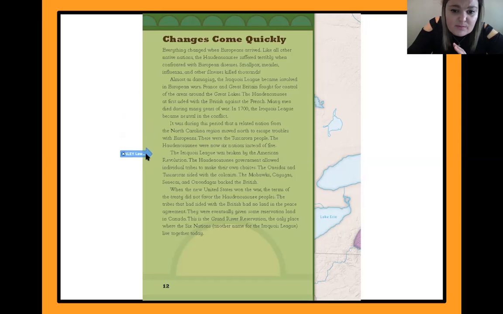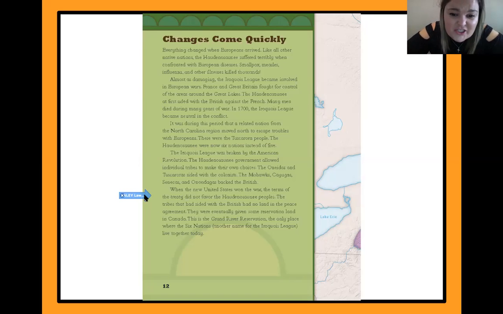The Iroquois League was broken by the American Revolution. The Haudenosaunee government allowed the individual tribes to make their own choices. The Oneidas and Tuscaroras sided with the colonists. The Mohawk, Cayugas, Senecas, and Onondagas backed the British, so they split up. When the new United States won the war, the terms of the treaties did not favor the Haudenosaunee people. The tribes that had sided with the British had no land in the peace agreement. So they were like, you didn't side with us, you don't get any land.